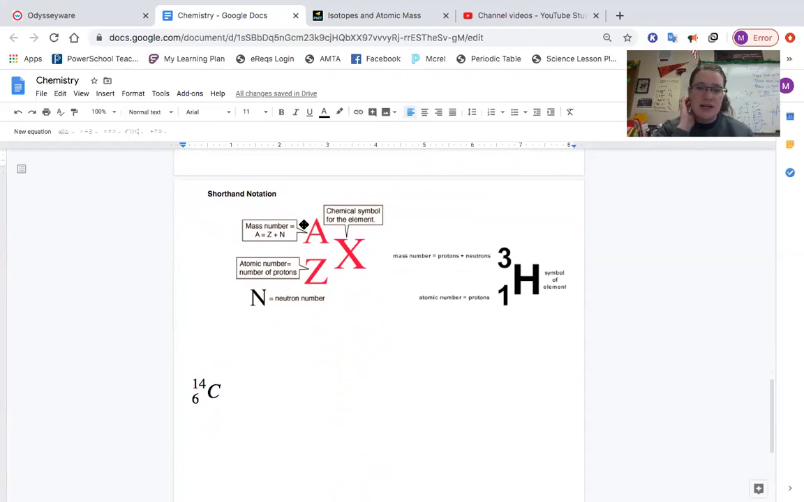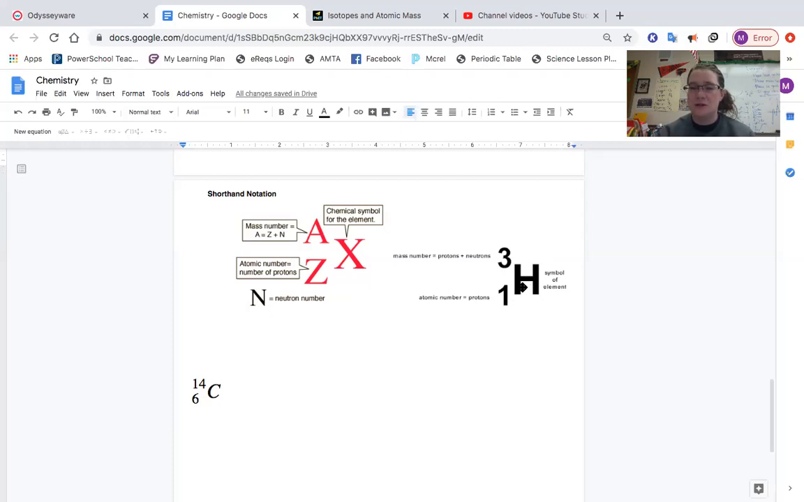This right here represents what shorthand notation would look like. The X would be whatever symbol represents that element, so you have to look at the periodic table, find the symbol, and put that in. The A represents the mass number, where you put your number of protons plus neutrons. And then your atomic number goes in the bottom, straight off the periodic table, or the number of protons.